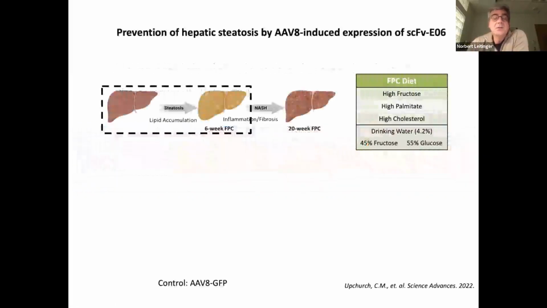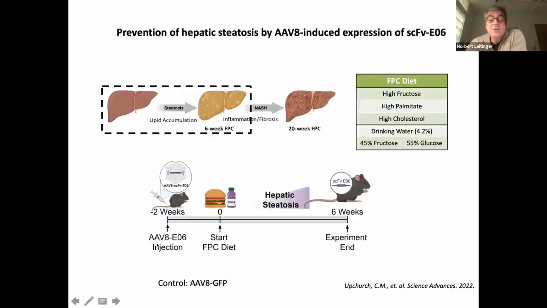So the first experiment we did, we put the mice on what is called an FBC diet, a high fructose, palmitate, and cholesterol diet, with a lot of sugar in the drinking water. So this causes really massive liver damage over time, progressing to fibrosis at this time point after 20 weeks.